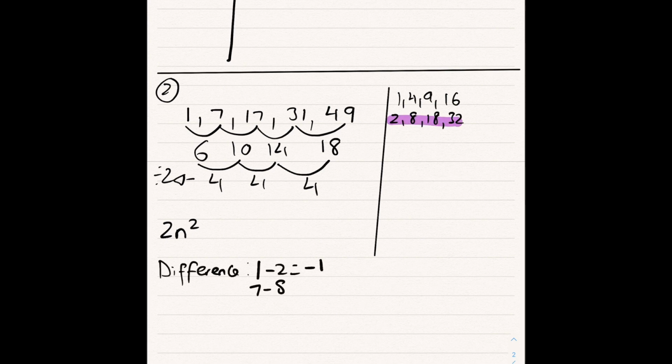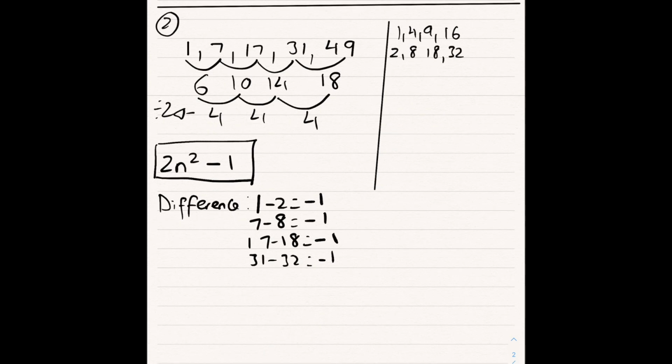7 minus 8 equals minus 1. 17 minus 18 equals minus 1. And 31 minus 32 equals minus 1. Now we can see that we have a common difference of minus 1. Therefore, the final nth term will be 2n squared minus 1.